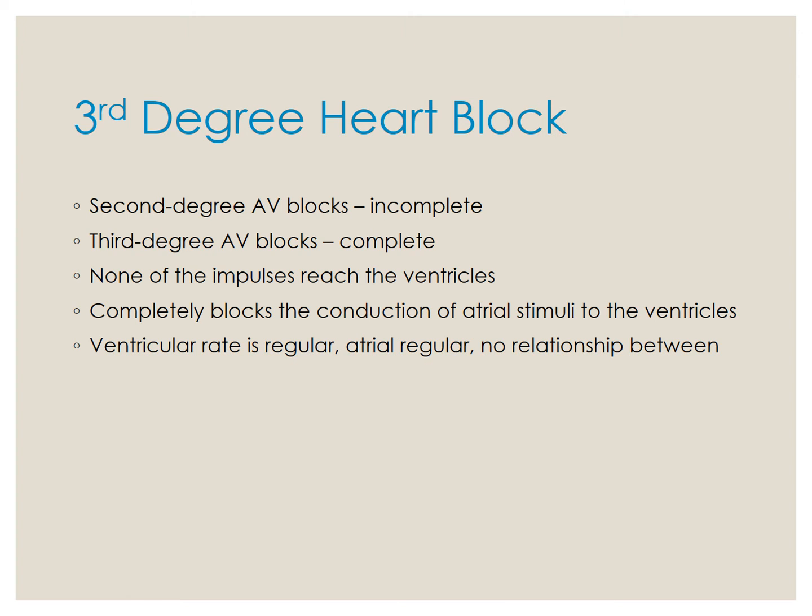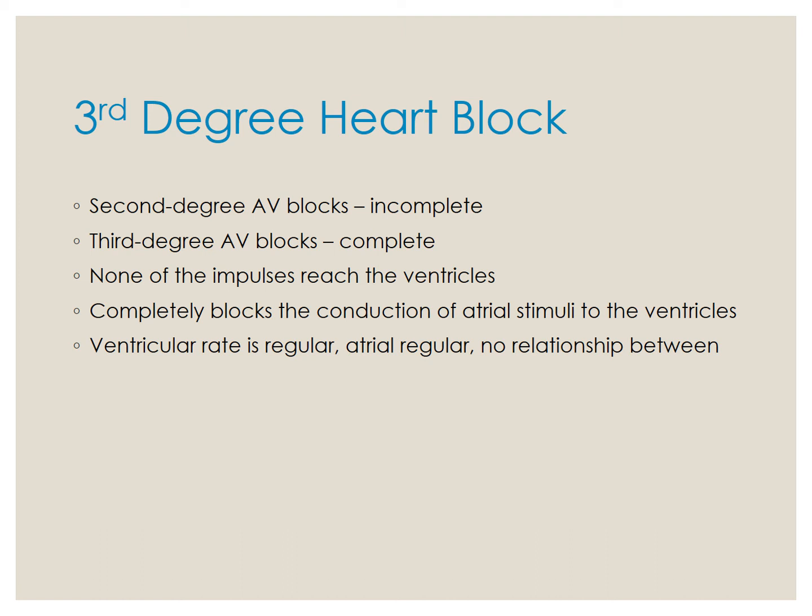So your ventricular rate will be regular. Your atrial rate is regular. So your P waves will plot through. You'll march them through, but there's no relationship between the atrial and the ventricular rhythms. The ventricular rate is determined by the origin of the escape pacemaker, and the atrial rate is greater and independent of the ventricular rate. So what's an escape pacemaker?